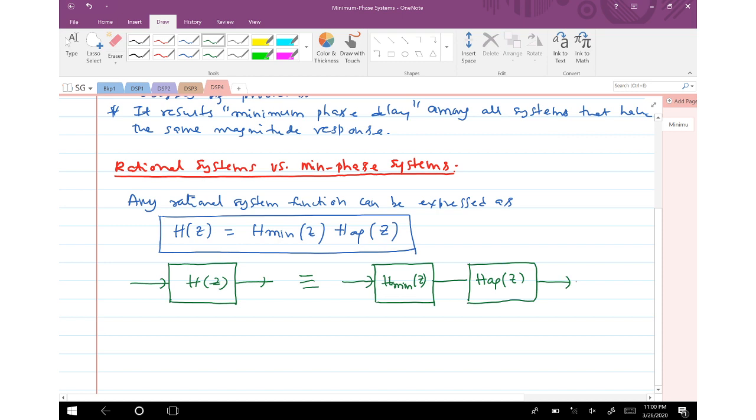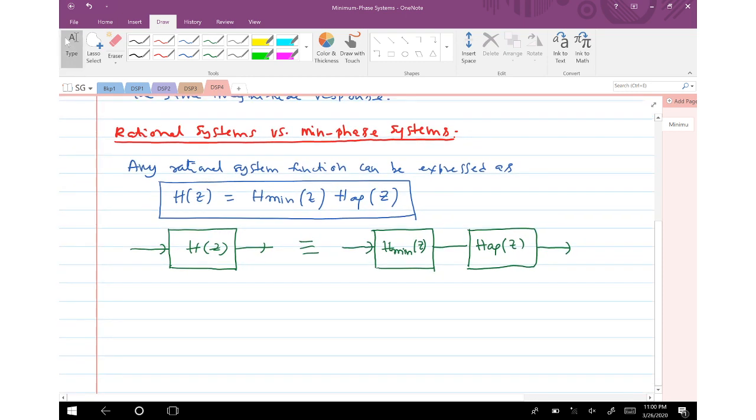Let's now look at an intuitive proof for this. Let's try to prove this without loss of generality here.